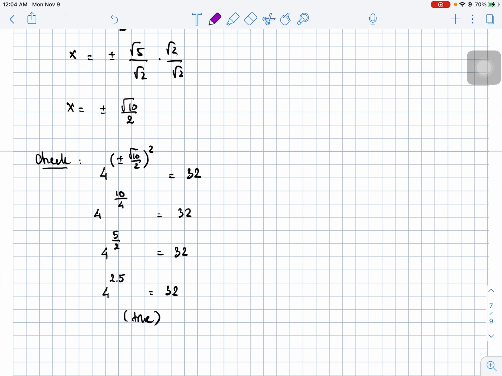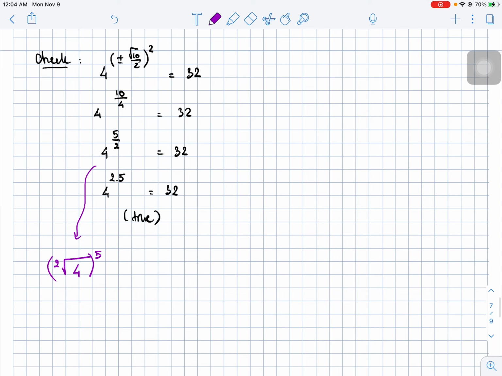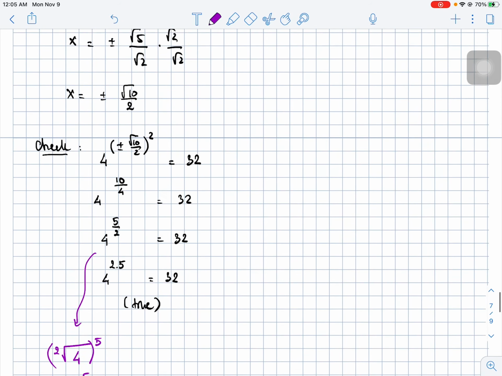The other way we can do this is that we can take 4 with the exponent 5 and the index 2. So the square root of 4 is 2, and 2 to the 5th power is 32. Then you don't have to use a calculator.